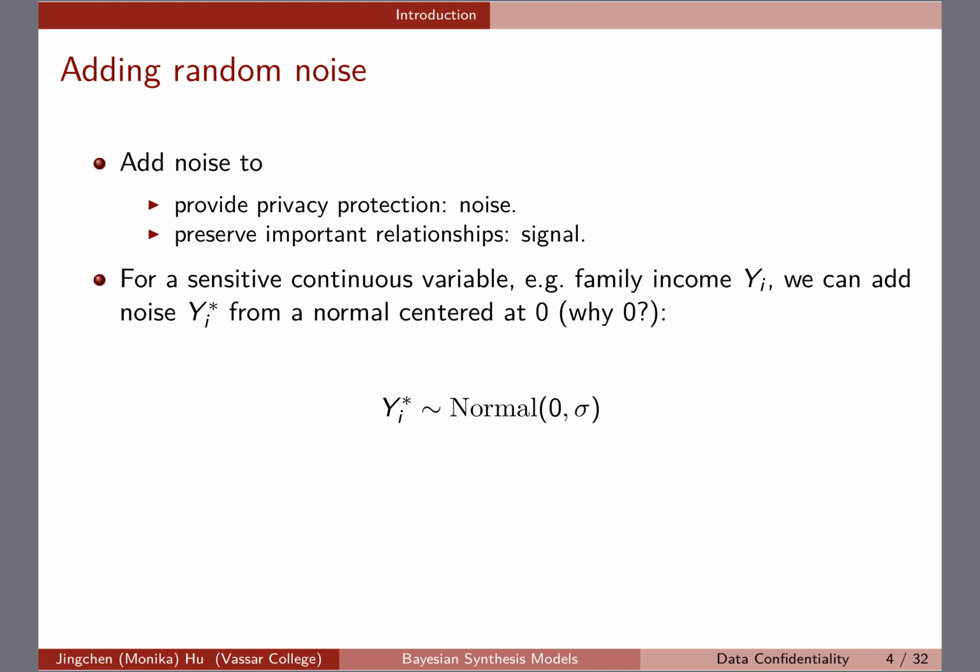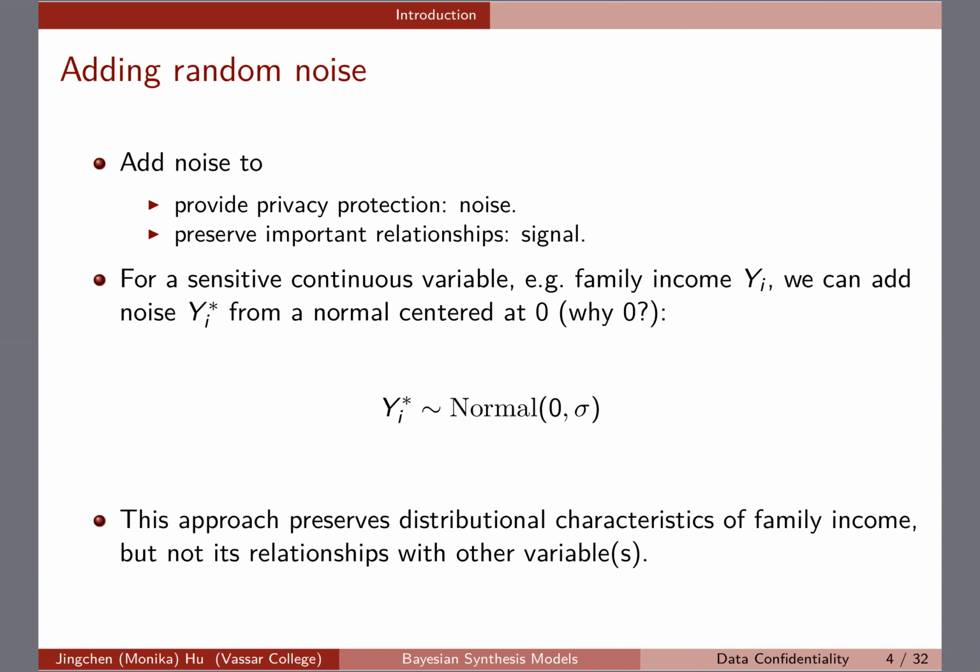You can center it at 0, because when you center at 0, the mean of the distribution wouldn't change, right? But the variance would. If I have this family income that I want to protect, I add random noise from a normal with mean 0 and sigma. If sigma is large, you're maybe adding too much noise. If sigma is small, you're maybe not adding enough noise. And that again goes back to the trade-off between utility and risks. That's what I prepared over here. I should mention this approach will preserve distributional characteristics of family income itself, to some degree, depending on how big your sigma is.